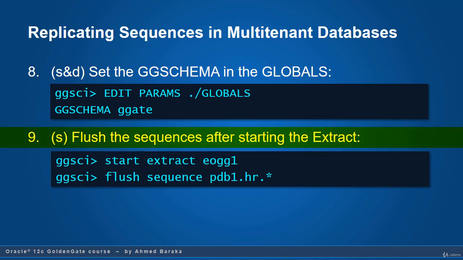Finally, we need to flush the sequences. Flushing sequences must be performed straight away after starting the extract process. Once all those steps are implemented, you should be fine to have the sequences included in the replication. You will implement those steps in the practice lecture.